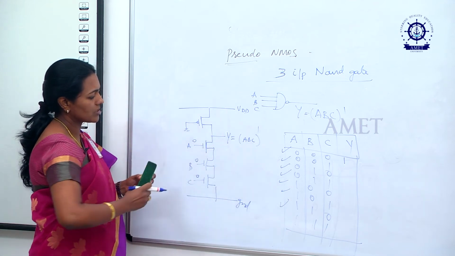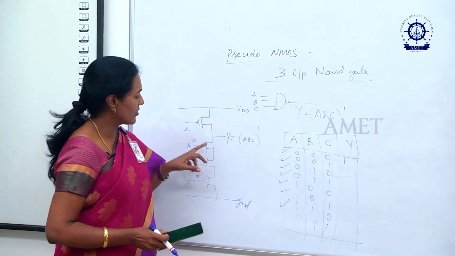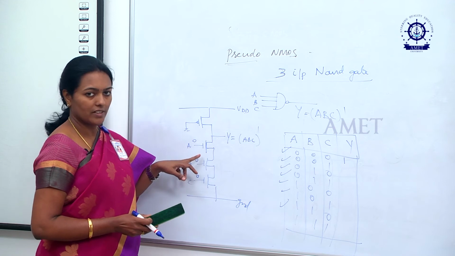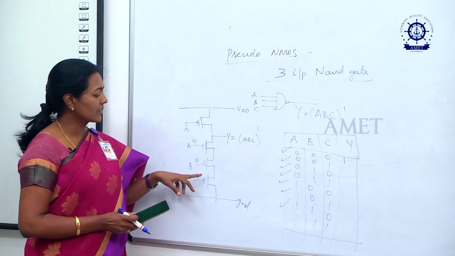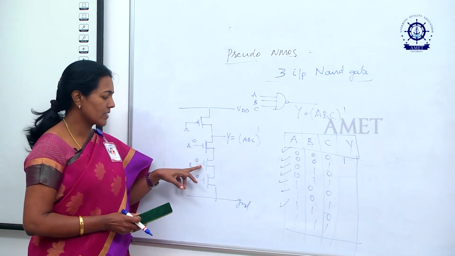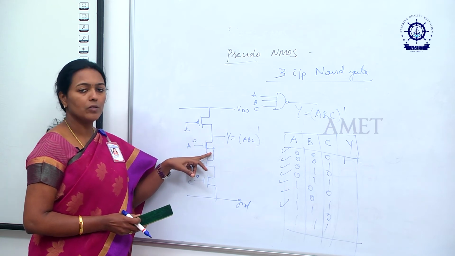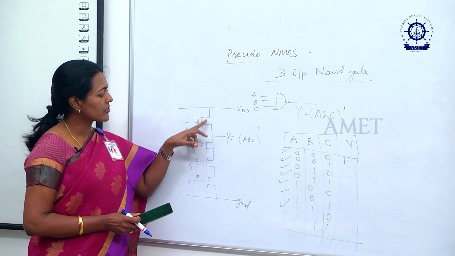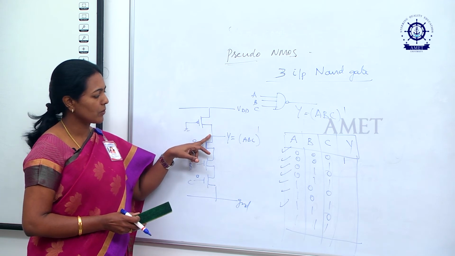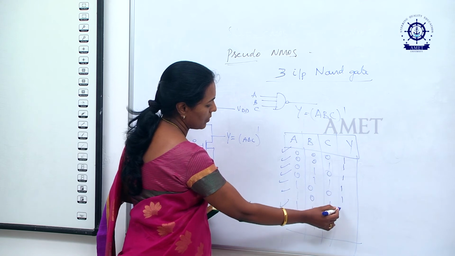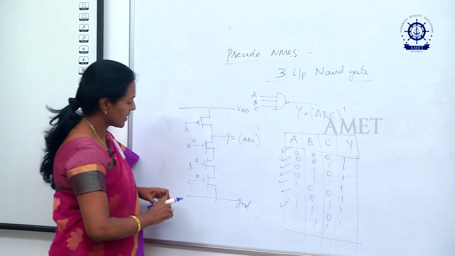Here also, if any one of the transistors input is 0, the output will be 1 only, because for this case also, if it is 0 0 1, output will be 1, because one of the transistors does not conduct. Even though other transistors will conduct, since one of the transistors will not conduct, it is naturally open circuited. Whatever potential is available, the potential will be available at this point. So, for all these cases, I can write 1.